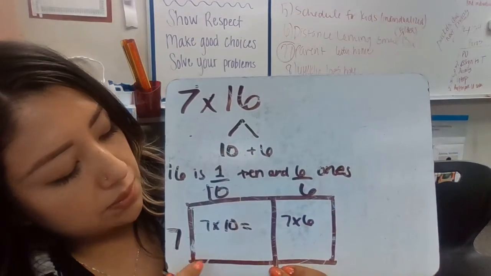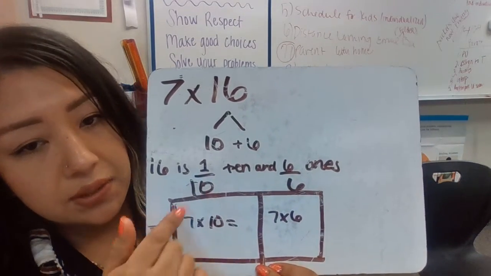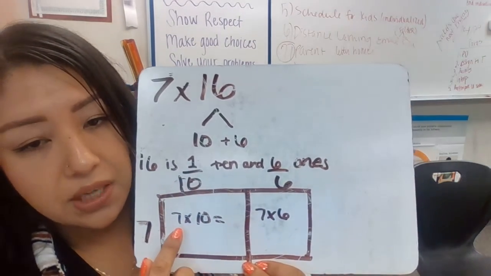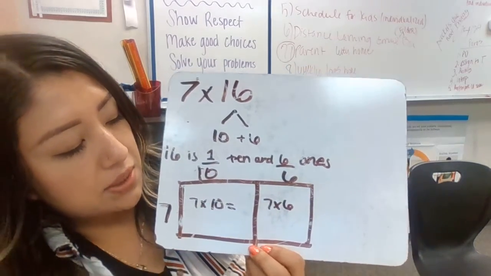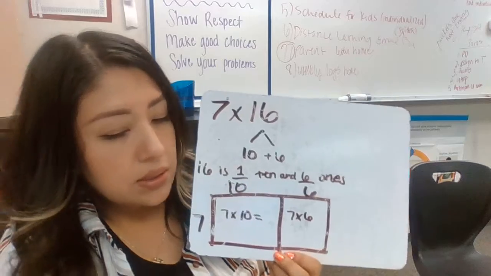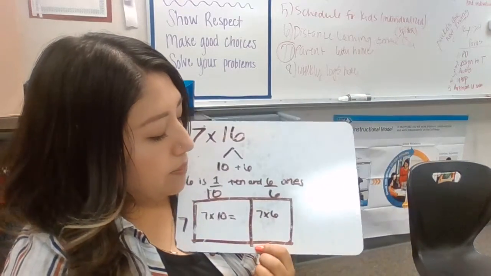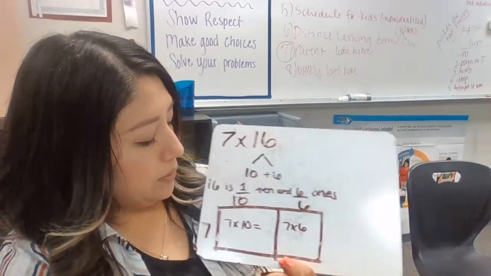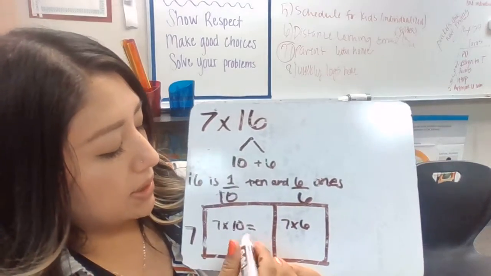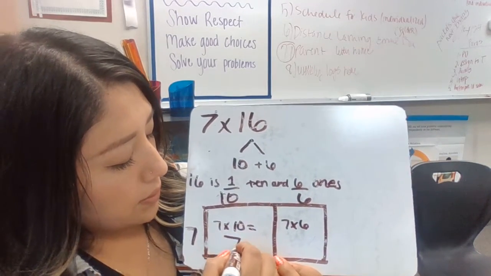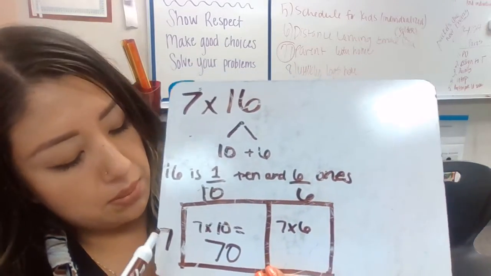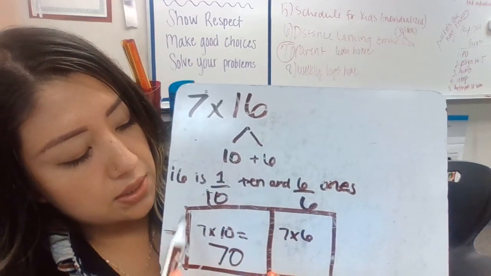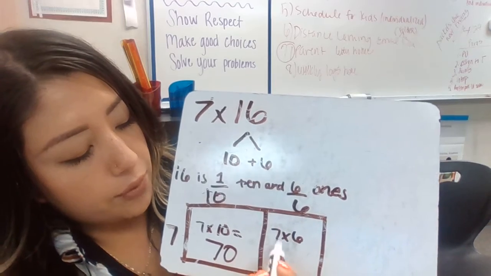And then what I did was I multiplied 7 times 10. And if you notice, I wrote it here in this part of the rectangle. And I know that 7 times 10 is, no, sorry, not 16. 7 times 10 is 70. So I'm just going to write it here in big. Next, I'm going to multiply 7 times 6. 7 times 6 is 42.